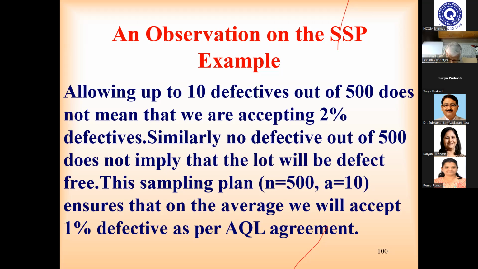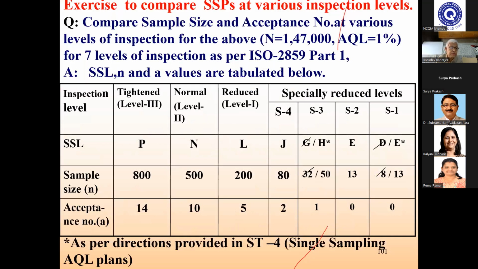Now let's go to other levels of inspection and compare the sample sizes. If you go to tightened level, what is the SSL for the same example, 1,47,000, AQL 1%? Just see, as you saw N, similarly for tightened level, level 3. What is the SSL?